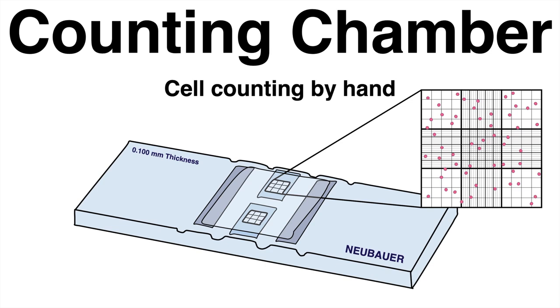The Neubauer Counting Chamber allows quick and simple determination of the number of cells in a solution. Besides more modern, automated cell counting devices, this rather traditional way of counting cells by hand is still a widely used technique to estimate the cell count.